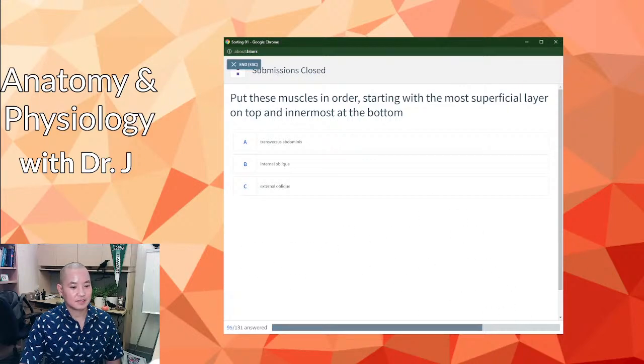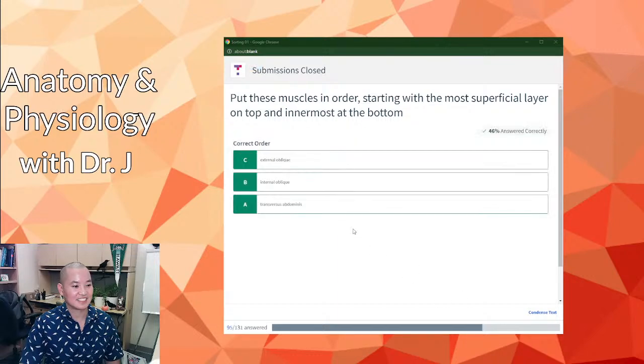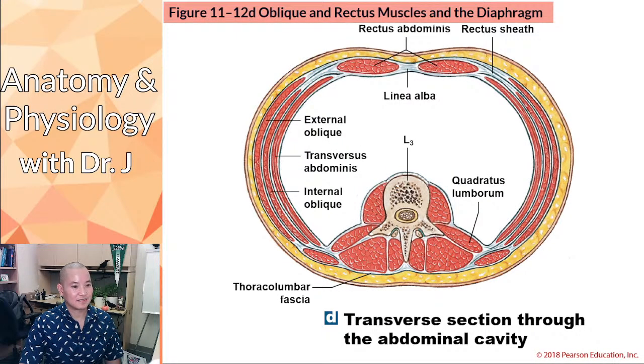Alright, let's see what the most common response was. This is the most popular order, and it is incorrect. So why? Even though this image is, now this is where it's a little confusing in the Martini one. Notice that the external obliques, the internal obliques are actually immediately deep, and then the innermost and deepest is the transversus abdominis. So externals, then the internals, then the transverse.